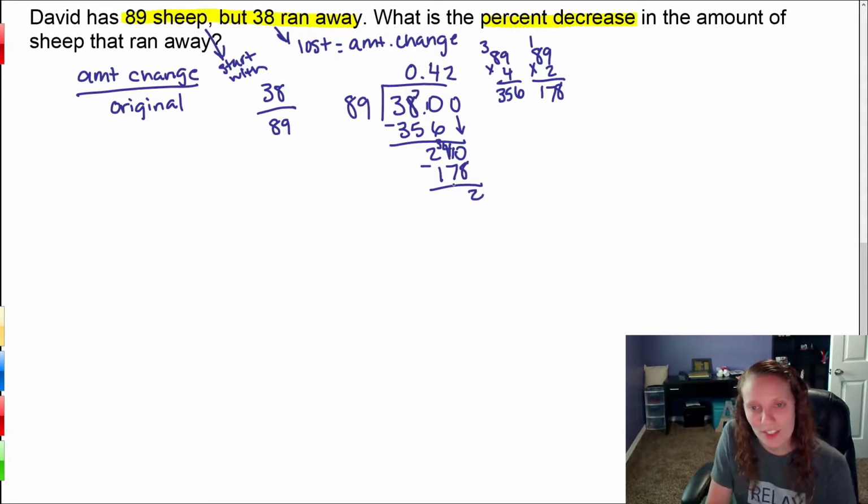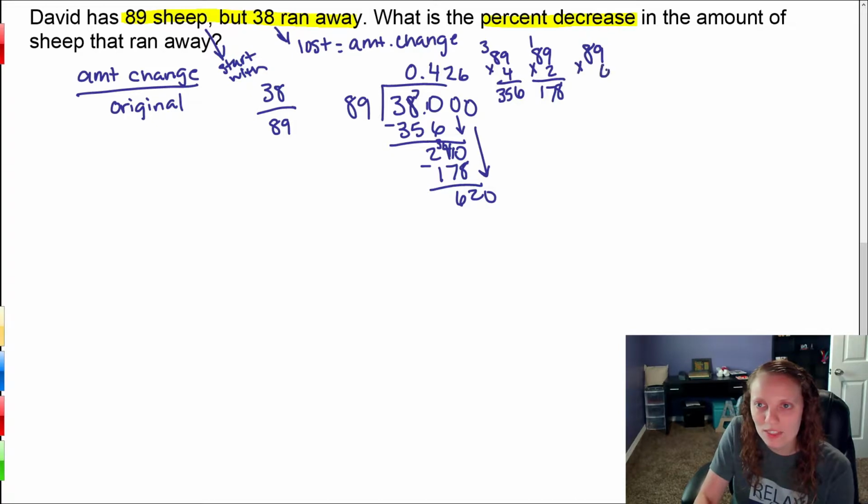23 minus 17 would be 6. Add a 0, bring it down. We're just going to go one more time. 89 goes into 620, I believe, 6 times. So let's try that. 89 times 6. 48 plus 5 is 53. And I'm going to go ahead and stop here, so there's no need to keep going.